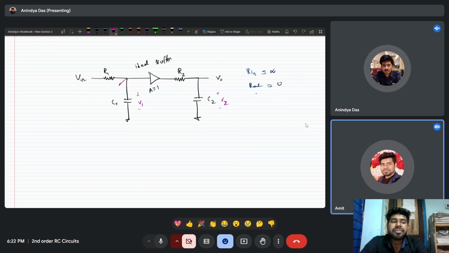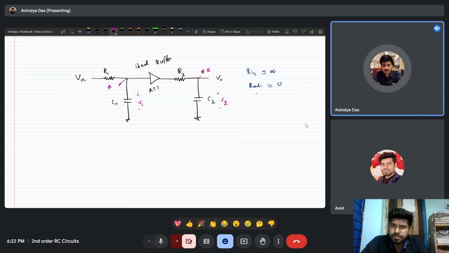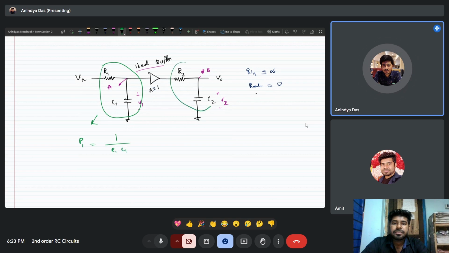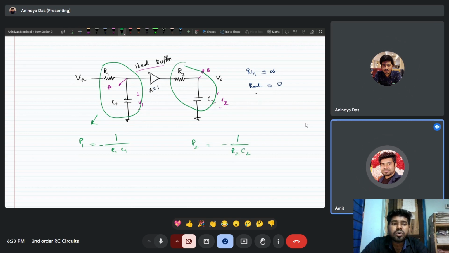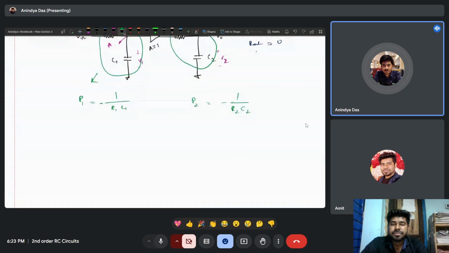The buffer is isolating both of the branches. I just point out the two nodes A and B. So this is the ideal buffer, and the input impedance is high, so the two nodes are completely isolated from each other. This R1 and C1 give us a pole P1, let's say 1 over R1 C1, and this R2 C2 section will give us another pole location, 1 over R2 C2. So here there is no loading effect.